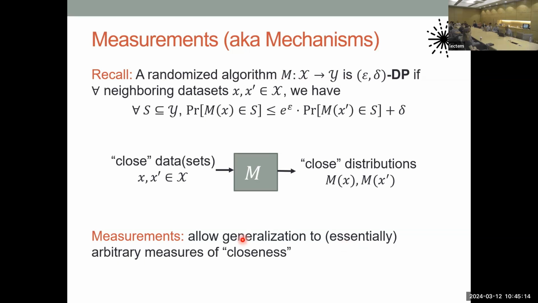And what a measurement does is allow us to generalize this concept to essentially arbitrary notions of closeness. So you can have any way you want of measuring closeness between data or data sets, and essentially any way you want of measuring closeness between probability distributions, just subject to a few niceness conditions. And we allow such a thing to be called a measurement.